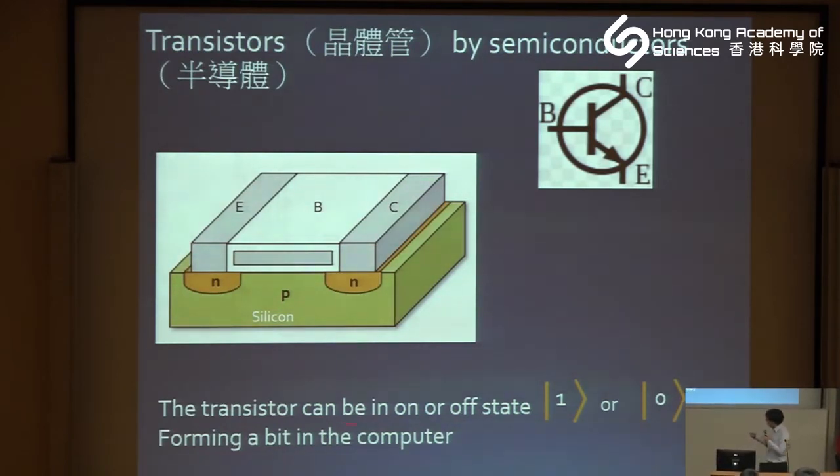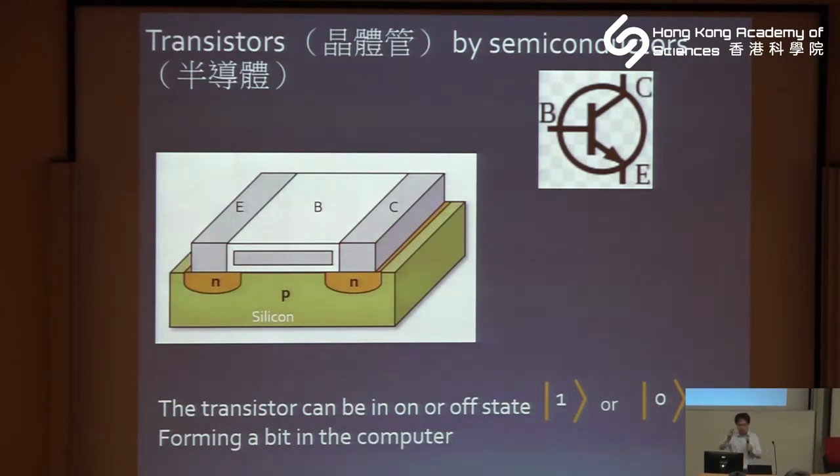And in each transistor, you can have current go. You can allow the current to pass from here to here. You can say, okay, that's my one state. And you can do something here to control. You don't allow current to flow from the left to the right, and you can call it a zero state.